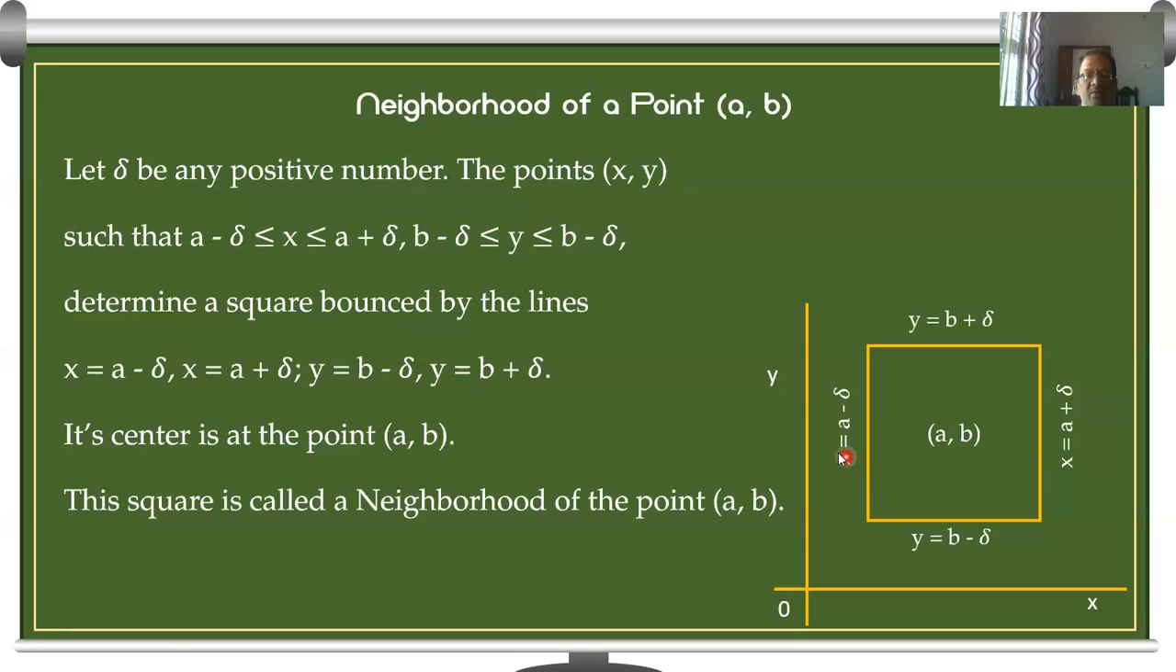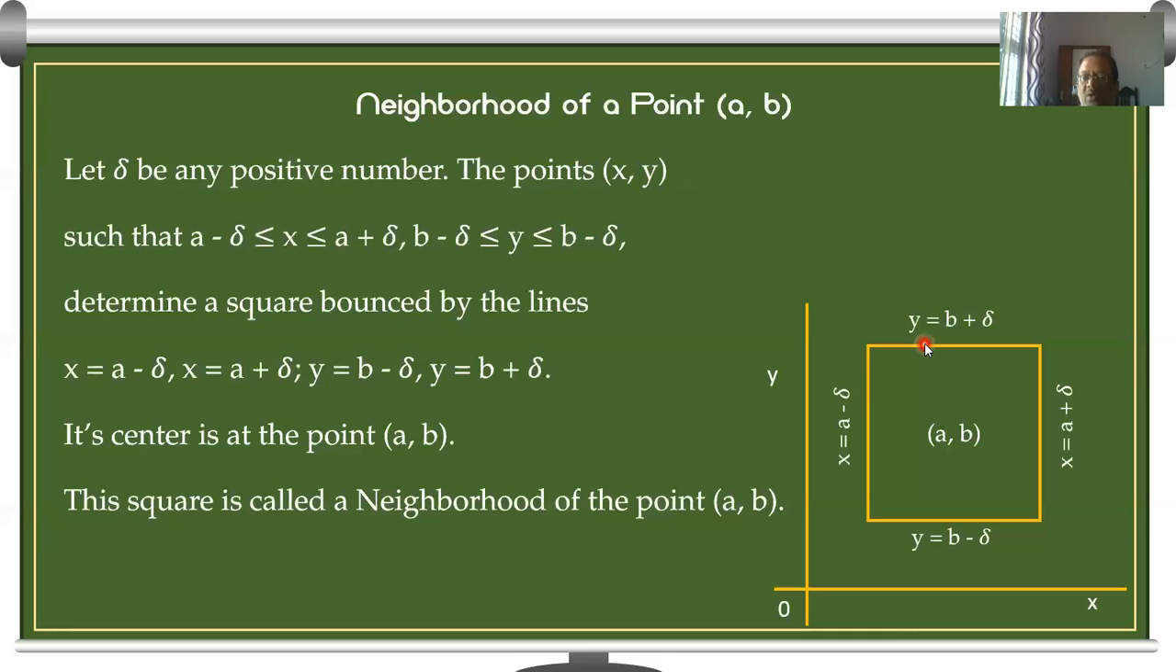What are the values? Delta is a positive number. In that case, a minus delta and a plus delta. x is a value between these two. And similarly, y is a value in between these two, that is, b minus delta and b plus delta. It should be plus.